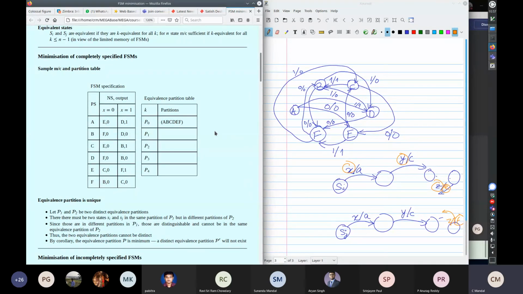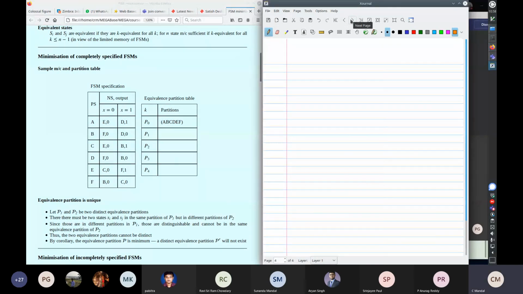So what you do is, to start with, you assume that all the states are equivalent. And then you see whether your claim is true or not. So let us see what we are doing here. I think we are at the end of the class, so I'll stop now. But I'll just show you the first step. So here, we have assumed that A, B, C, D, E, F are equivalent. That is our initial claim.